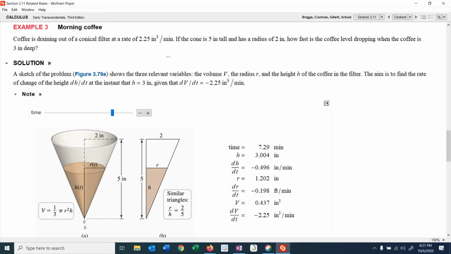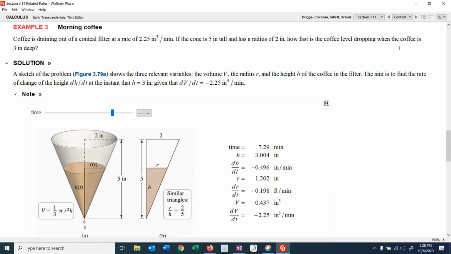Now let's look at the rates of change that were given in this problem and the rate of change that we're looking for. If you read the very first sentence, it tells us that the coffee is draining out of the bottom of the filter at a rate of 2.25 cubic inches per minute. So that's a rate of change in the volume over time. That's a derivative, right? It's dV/dt. But it's negative because we're losing volume of coffee inside this filter, since it's dripping out. So dV/dt is actually negative 2.25 cubic inches per minute.